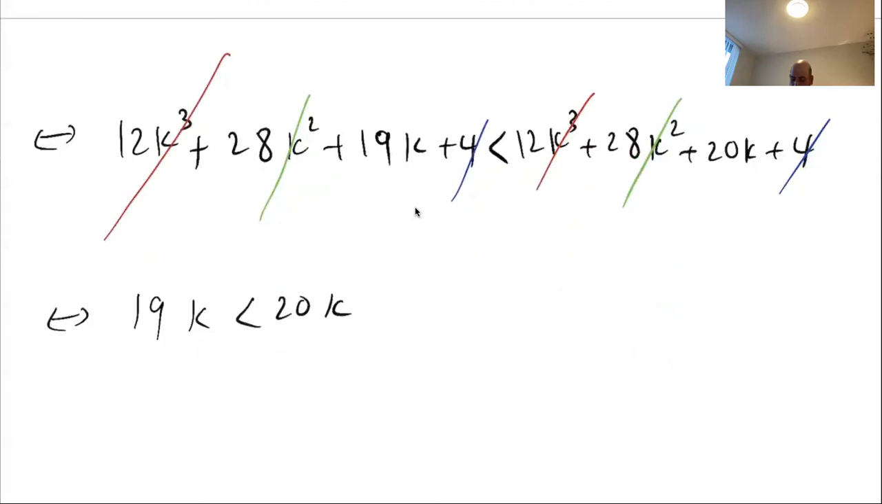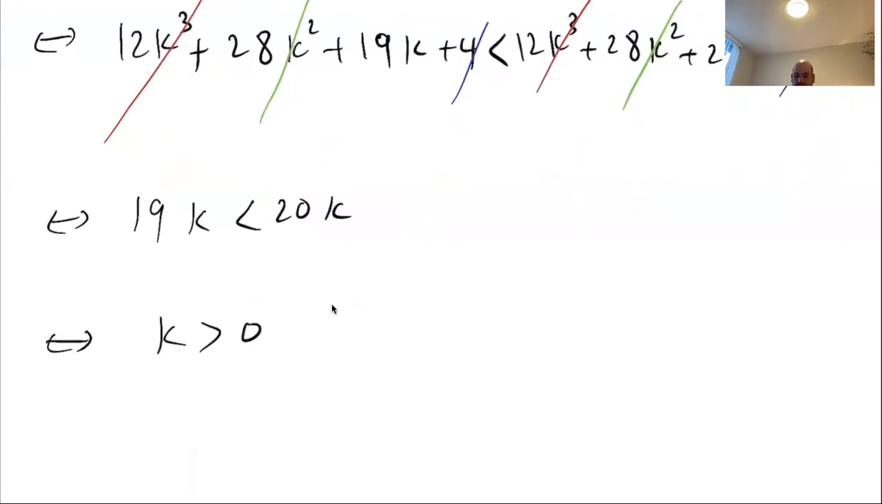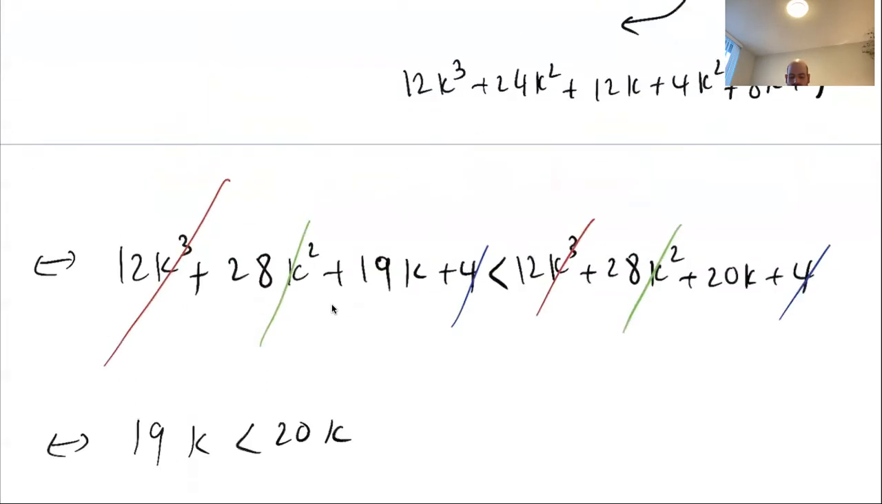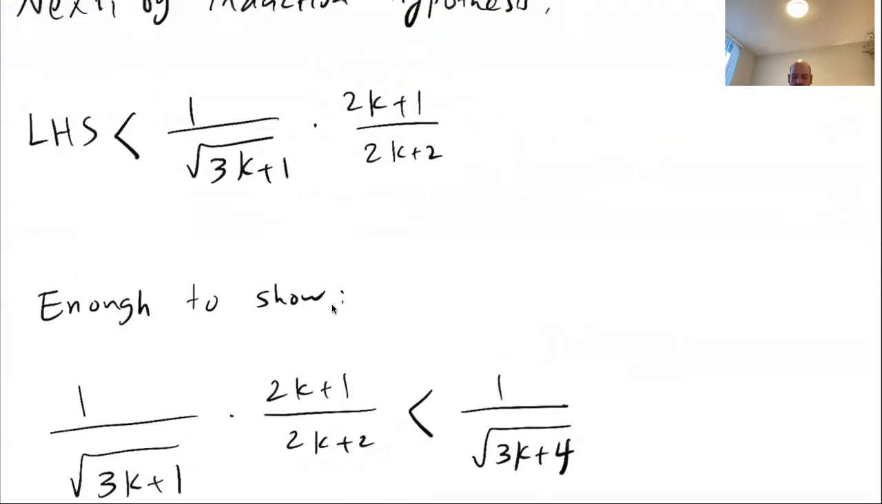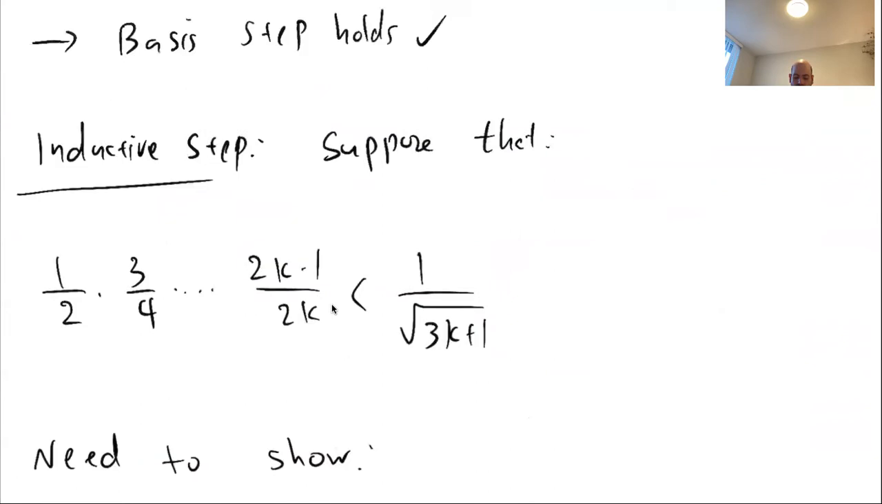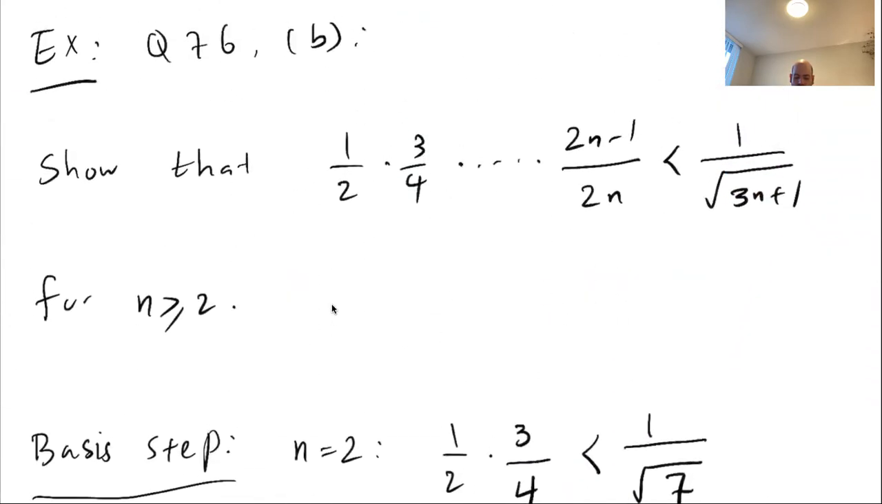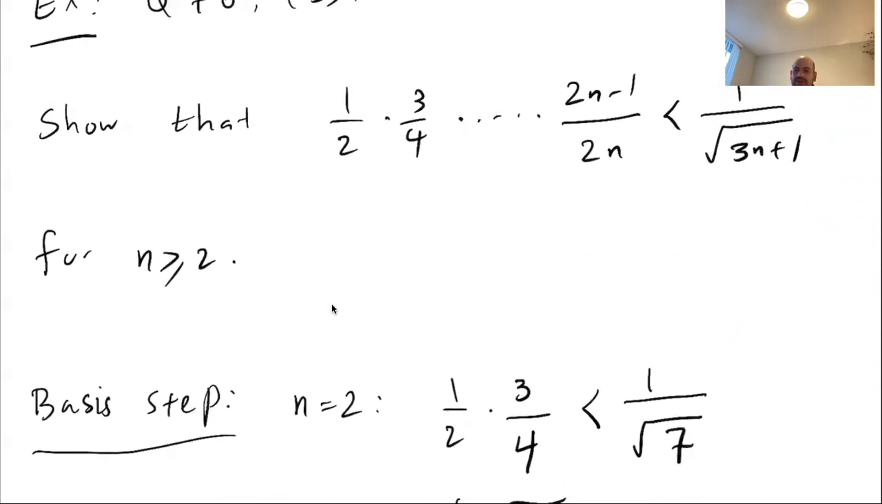And if I take this one to the other side, if I take 19k to the right side, 20k minus 19k is k bigger than 0, which is true because k was, what do I know about k? Well, we wanted to show that the inequality holds for n bigger than or equal to 2, so k is at least 2.